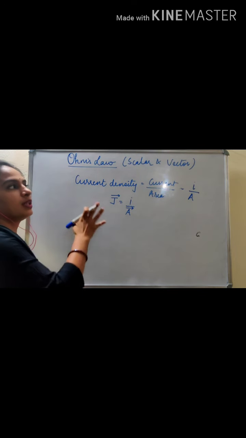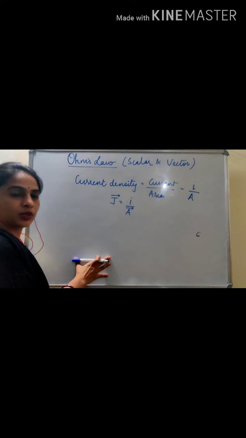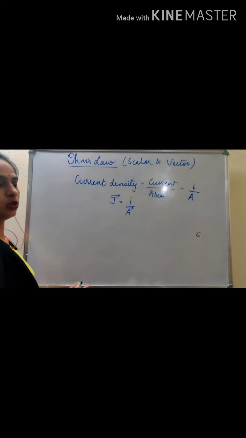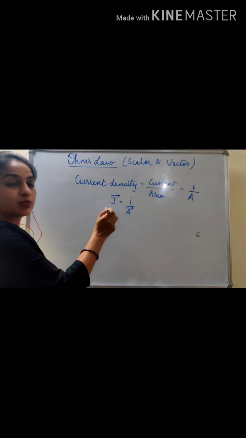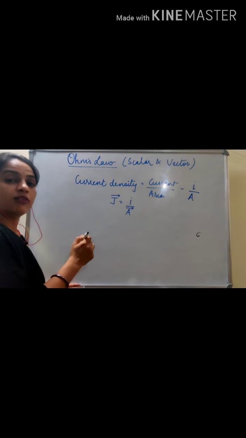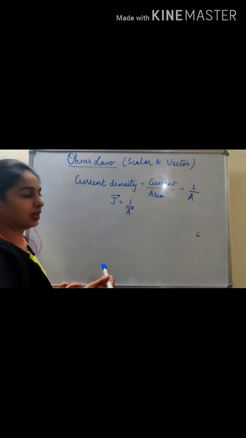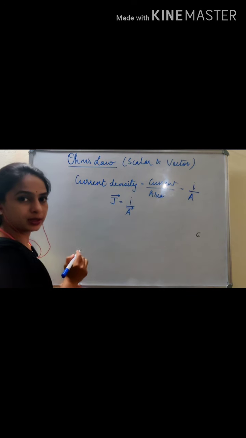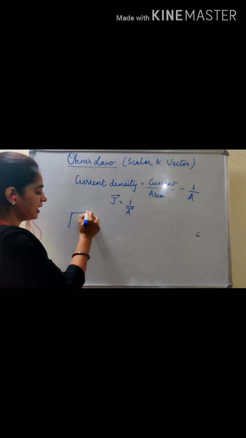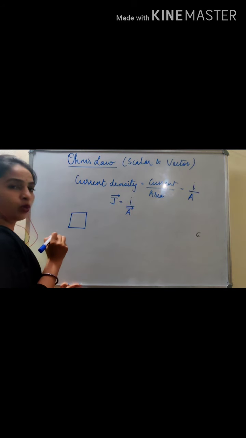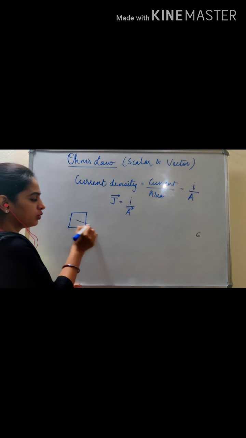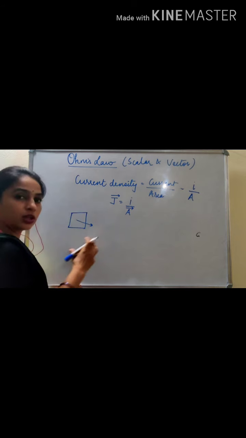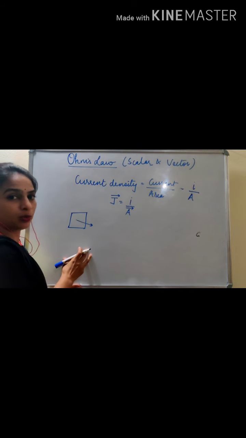But if I ask you, does this area have any direction? To get the direction of this area, what can we do? We can draw a perpendicular to this area. This perpendicular to the area will give you the direction of this area, and that is called the area vector. Consider this is an area, and if you want to find the area vector, you draw a perpendicular to this area. Perpendicular drawn to an area is known as the area vector.